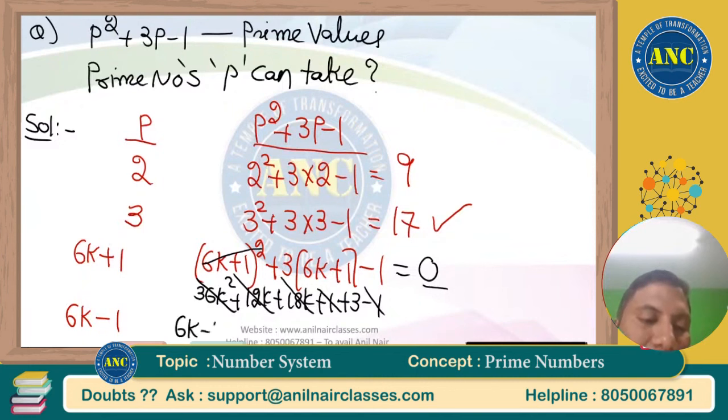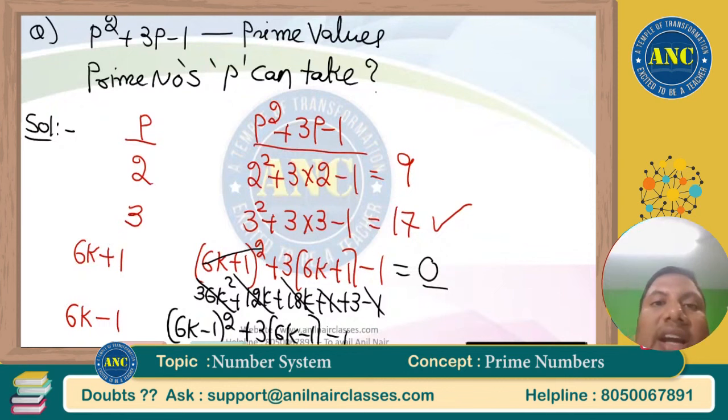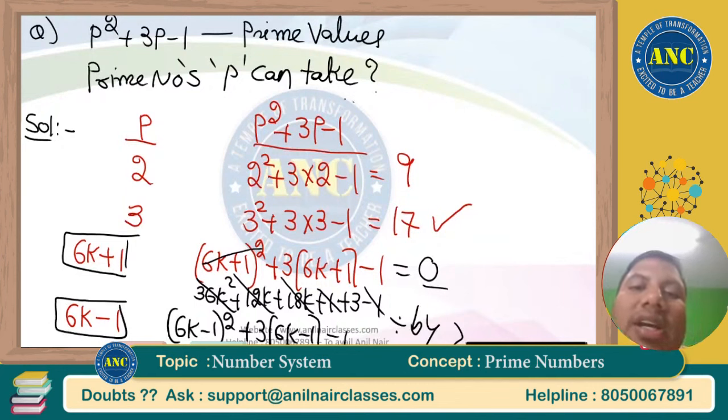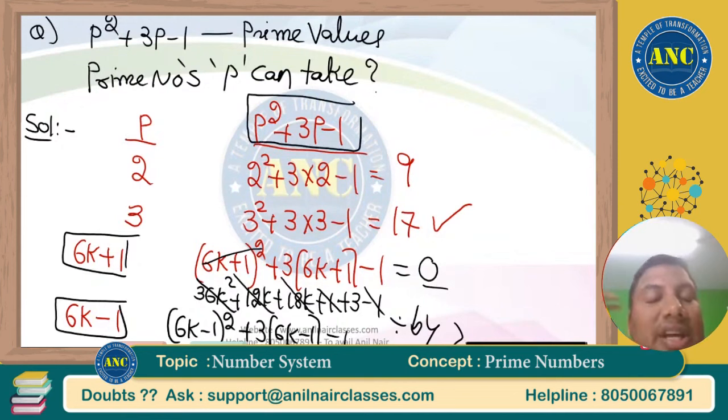6k minus 1 whole square plus 3 into 6k minus 1 minus 1. 6k whole square divisible by 3. 2 into 6k divisible by 3. Plus 1 divisible by 3. Plus 1 minus 1 gets cancelled, so all are divisible by 3. That means if I substitute any prime value greater than 3, whether it is 6k plus 1 or 6k minus 1, both result in p square plus 3p minus 1 divisible by 3. If it is divisible by 3, it cannot be a prime number.